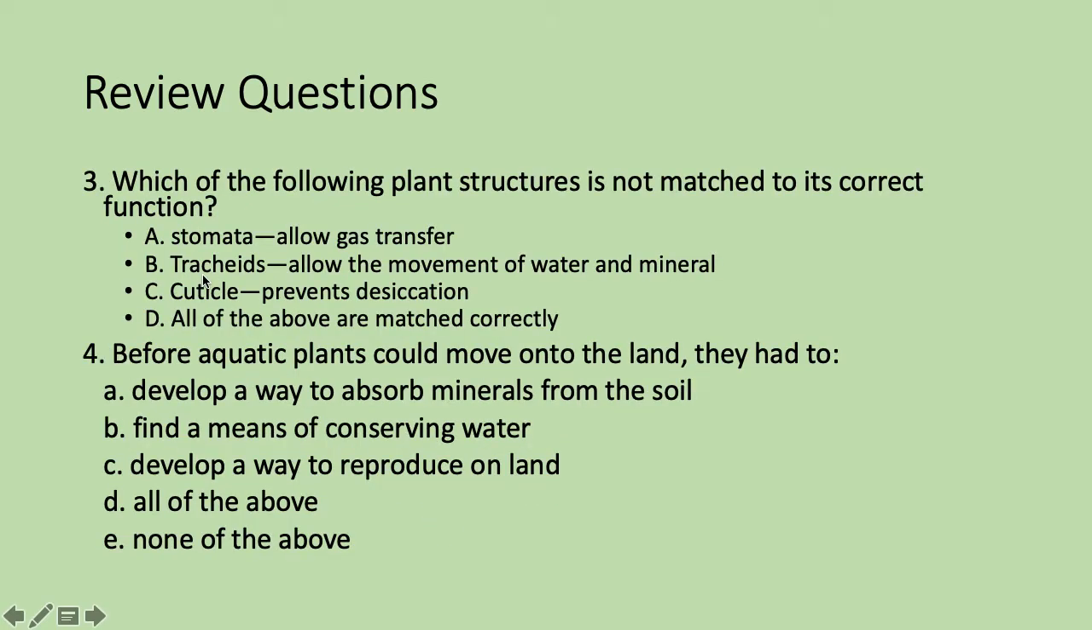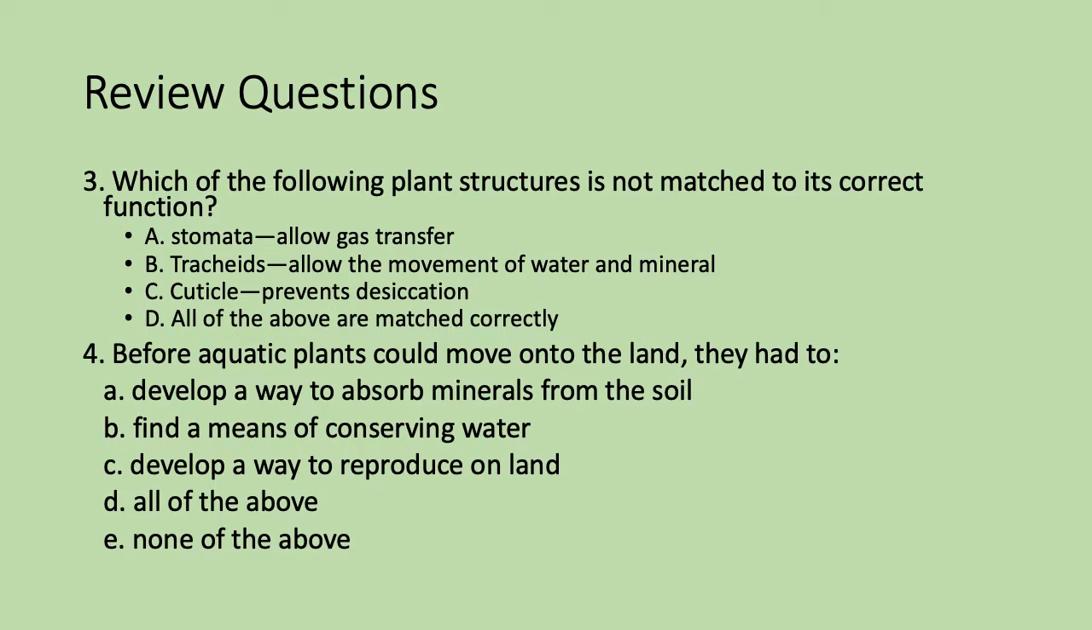Which of the following plant structures is not matched to its correct function? I don't know if I mentioned tracheids, but it's D. All of them are matched correctly. Okay. So tracheids are like xylem and phloem, and so we'll talk about them in depth here, hopefully today. Number 4, before aquatic plants can move onto land, they had to... D, all of the above.